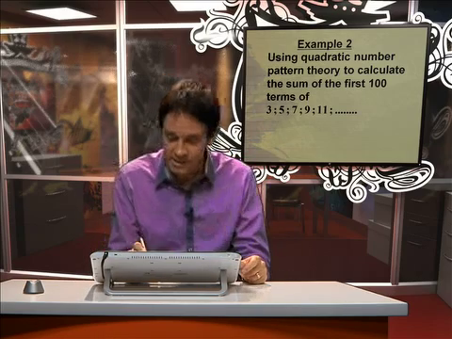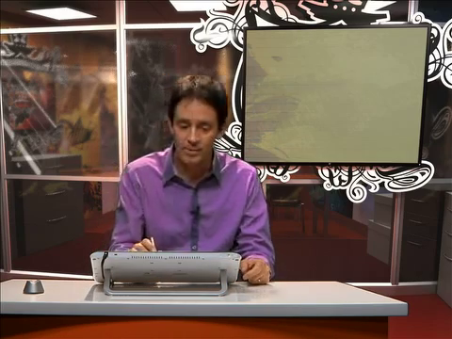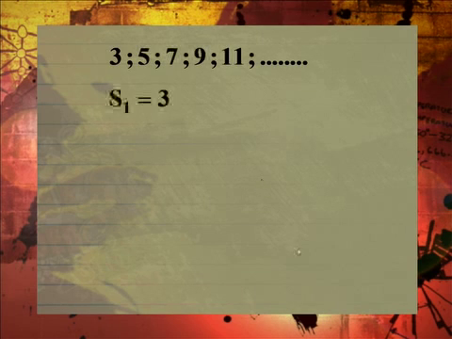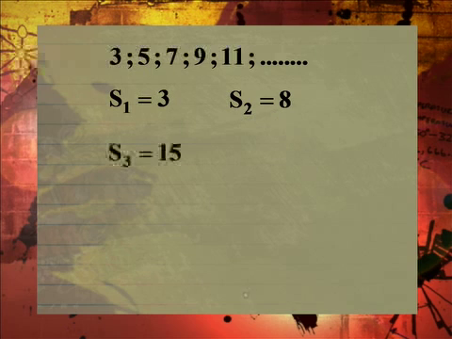Now watch this. There's your number pattern. What's the sum of the first term? S1 is just 3, so we bring 3 in. The sum of the first 2 terms is clearly 8, since 3 plus 5 is 8. What is the sum of the first 3 terms? 3 plus 5 plus 7 is 15. What's the sum of the first 4 terms? That's 24.